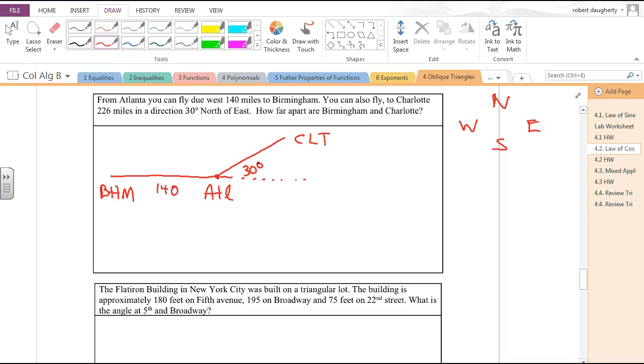I was in Atlanta. I could go due west and get to Birmingham, or I could go 30 degrees north of east. Remember, this is east right here, that's west. 30 degrees north of east gets me into Charlotte. What do they want me to figure out? How far is it to Charlotte? That's 226. What they want me to figure out is how far Charlotte is from Birmingham, this distance right here.